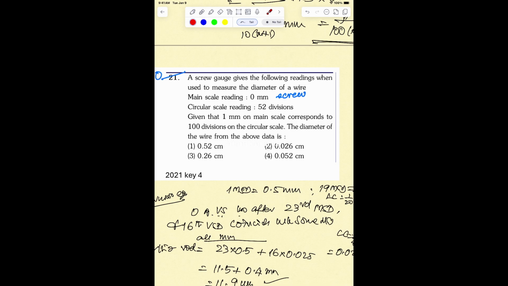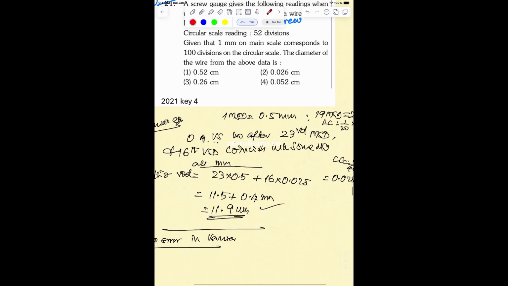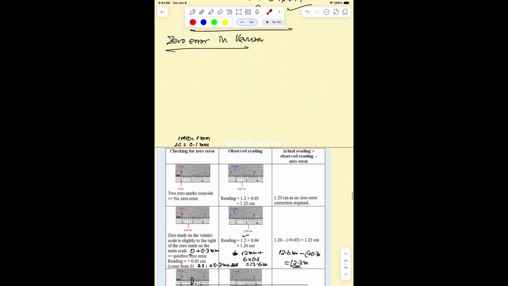What it means is, when you make one rotation of the circular scale, it advances on the main scale by how much? Supposing, for example, each main scale division corresponds to 0.5 mm. And then in the circular scale, one rotation depends upon how many divisions are there on the circular scale. The circular scale may contain 100 divisions or 50 divisions, whatever it may be.